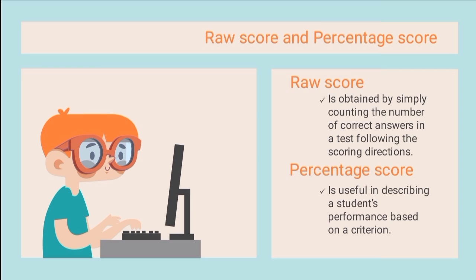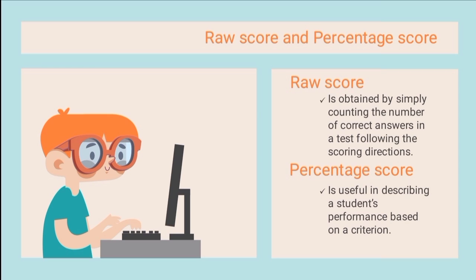For example, nag-take ka ng exam na out of 50 and then ang nakuha mo is 48. Yung 48, yun yung tinatawag natin na raw score. Kasi ang sabi dito is by simply counting the number of the correct answer. Let's proceed to the percentage score.